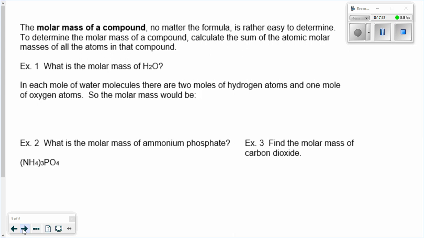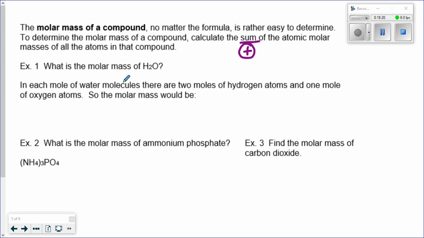So it says to determine the molar mass of a compound, calculate the sum of the atomic masses of all of the atoms in that compound. So when we're talking about sum, we're talking about adding them together. Calculate the sum of the atomic molar masses of all atoms in the compound. So what is the molar mass of water?